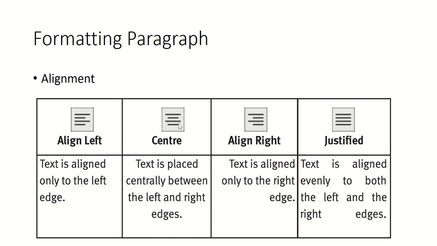So if it's not even at all, it's called center align. You can see this, okay? Then if you want to align right, they are even on the right hand side. So this is called align right. Then if you want to justify, justify means align to both left and right. So your words will be dragged evenly to the left and the right margin. So this is called justified. So you have align left, center, align right, and justify.